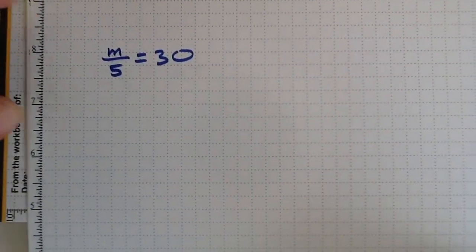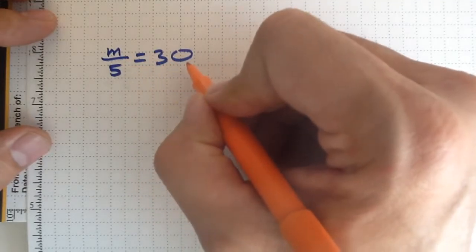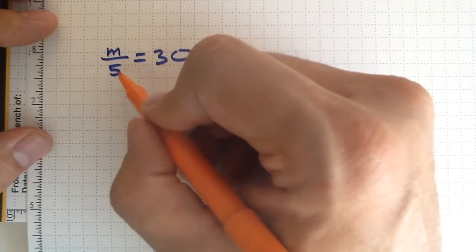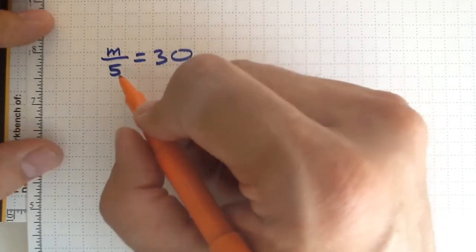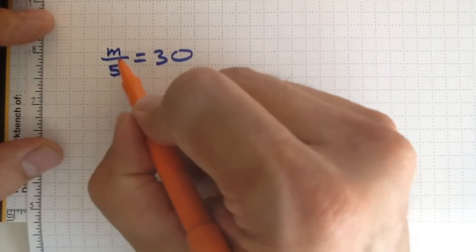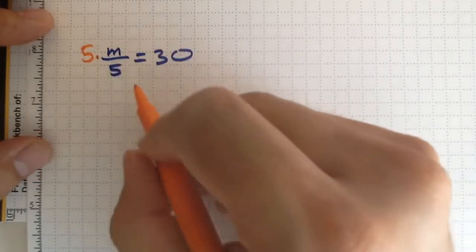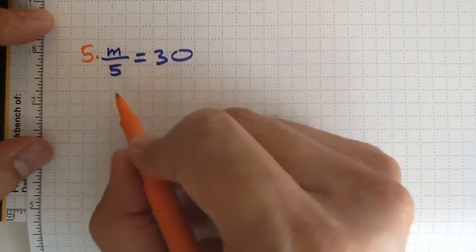How about this one? M divided by 5 equals 30. Or think of it this way. I've got 1/5 of an m. But I need to know what 1m is, not a fifth of an m. So what we're going to do here is just do the opposite. Divide by 5, the opposite in math would be to multiply by 5. And if you think about it, 5/5 gives you 1 whole m.